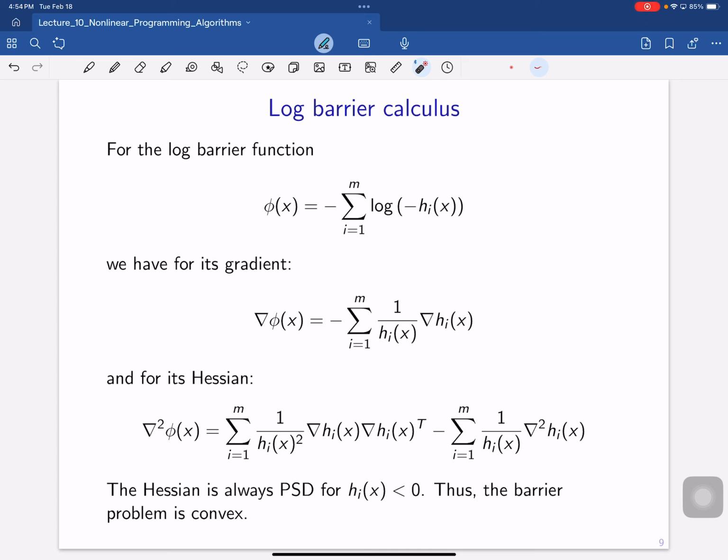In order for this log to hold, this minus h_i(x) must be greater than 0. So you have a minus times 1 over h_i(x) here. For any x that is feasible, this part is positive. So we have some positive number times the Hessian of the original problem. Therefore, the Hessian of this function phi remains PSD. That's an important property of the log barrier function.